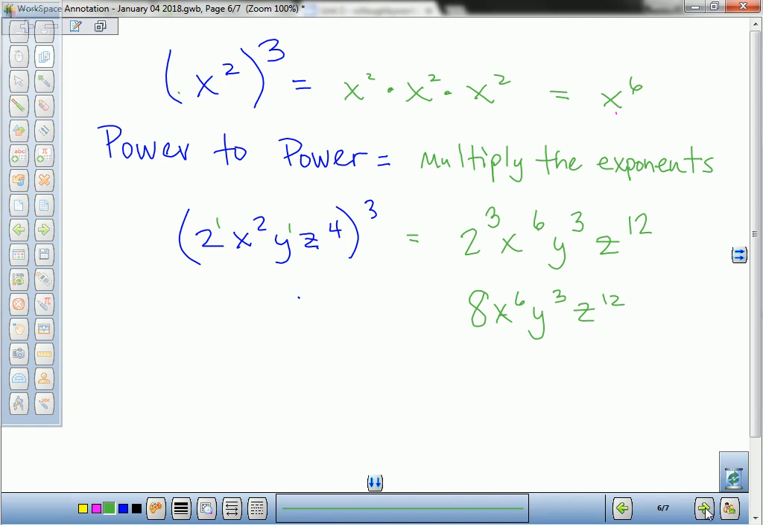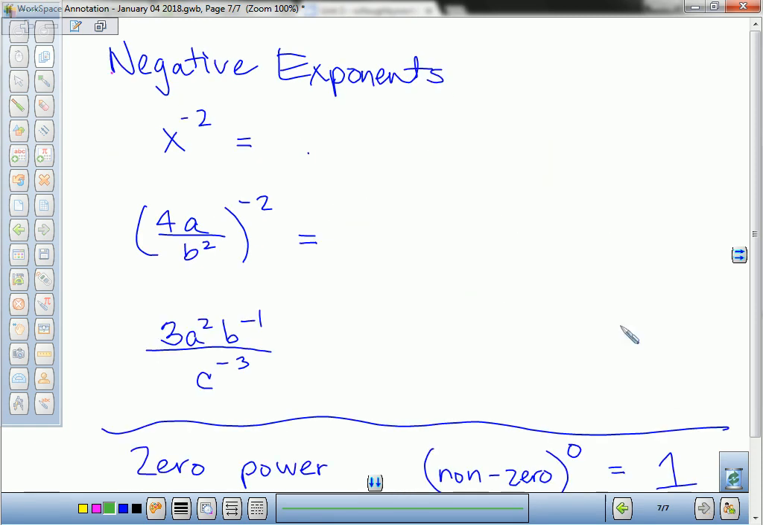All right. So we have 2 properties left to talk about, and that's what happens with negative exponents and what is the 0 power property. Okay, so negative exponents. We would never leave our answer with negative exponents in it. So what do we do with negative exponents? They move. So a negative exponent means reciprocal. So if this is x to the negative second, it means the reciprocal of that, 1 over x squared.